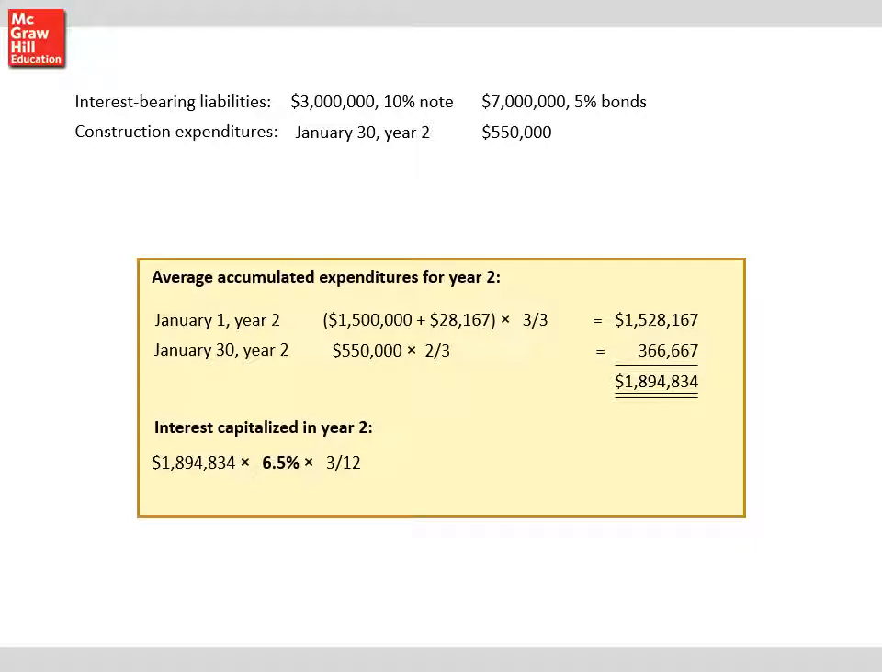So $1,894,834 times 6.5%. Remember, that's a 12-month interest rate. We only need to calculate interest for 3 of 12 months. So the interest capitalized in year 2, $30,791. So that's how you account for a project that goes from 1 year to the next year and determining the amount of interest to capitalize related to that project. Interest capitalization means you're going to debit the asset for that amount of interest.